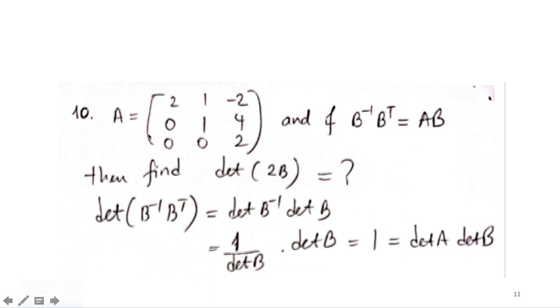Another example, here we have A equals to a 3 by 3 matrix, and you are given B inverse times B transpose equals to A times B. Now the question is, what's the determinant of 2 times B? Notice that we can apply the determinant to both sides of this original equation. That gives us determinant of B inverse times B transpose, which is the same thing as determinant of B inverse times determinant of B, because the determinant of B transpose is the same as that of B itself.